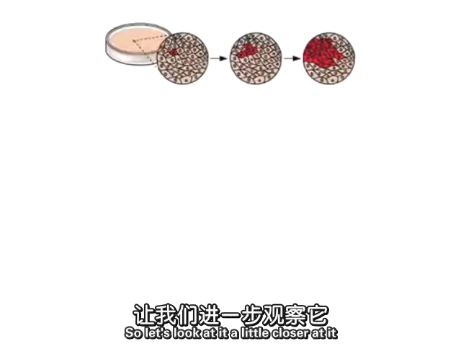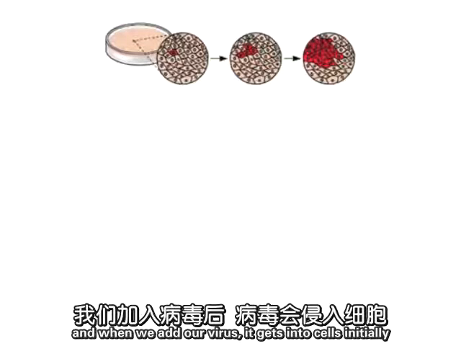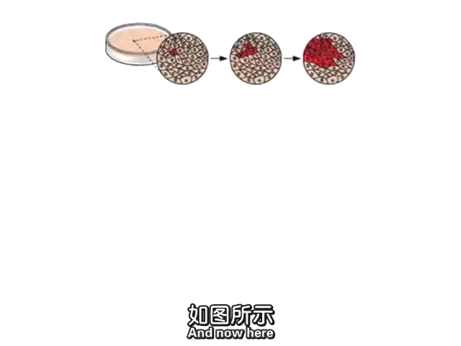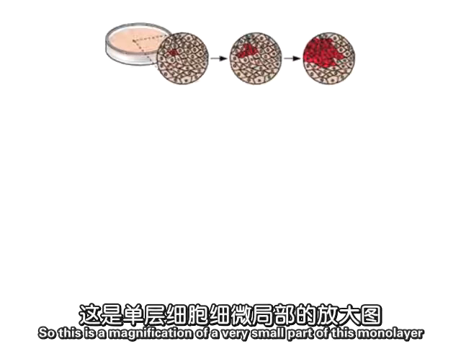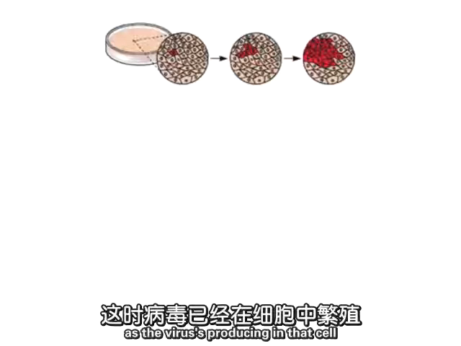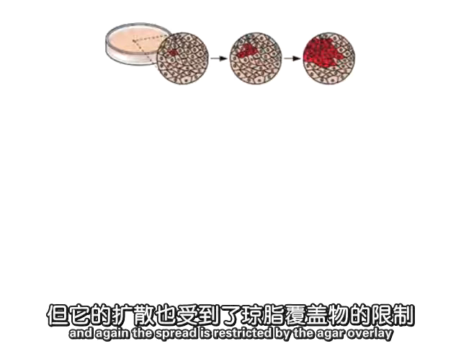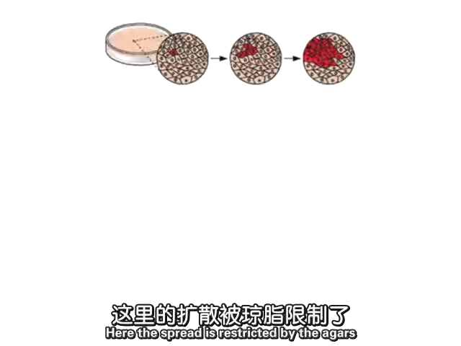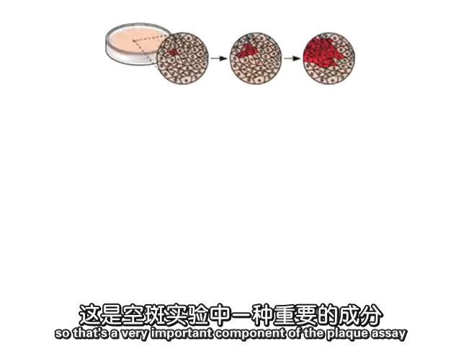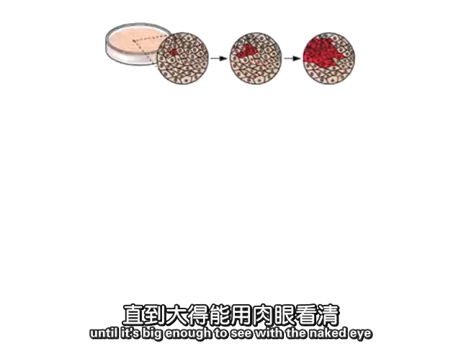So let's look a little up close at how a plaque forms. Here's our plate of cells, and when we add our virus, it gets into cells initially, and now here we have one cell in which the virus is multiplying. It's red. So this is a magnification of a very small part of this monolayer. As the virus is produced in that cell, it spreads to neighboring cells. And again, the spread is restricted by the agar overlay. If we had liquid, the virus would diffuse throughout the whole culture and kill all the cells. Here, the spread is restricted by the agar. So that's a very important component of the plaque assay. And that focus of infected cells gradually grows larger until it's big enough to see with the naked eye.